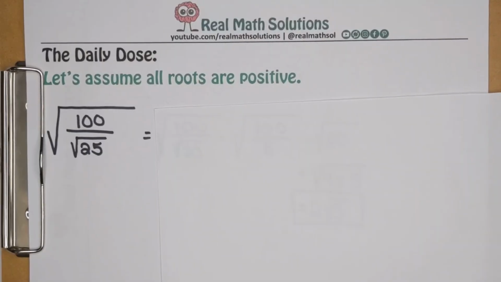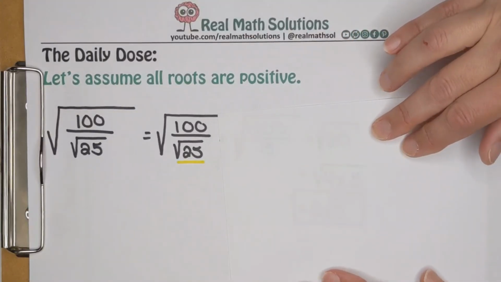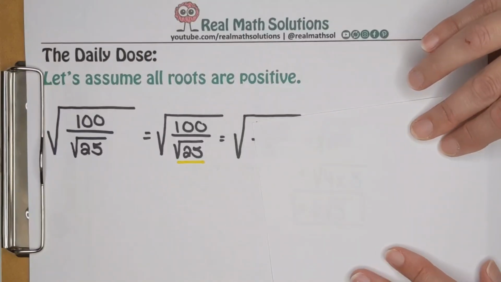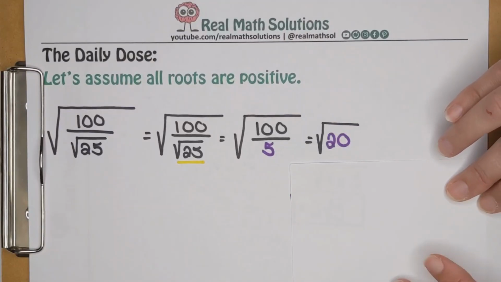Let's use what we know about square roots to simplify this expression. We're also going to assume that all of our roots are positive roots. The first thing we need to do is simplify the denominator by taking the square root of 25. Square root of 25 is 5, so now we have 100 divided by 5. 100 divided by 5 gives us 20.